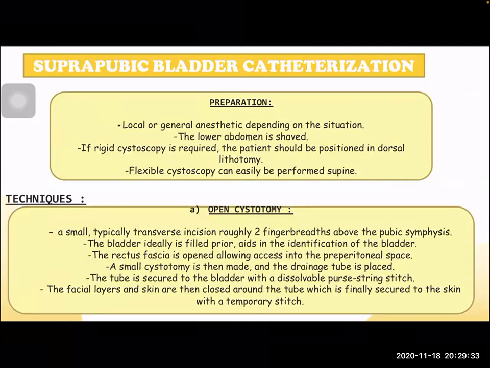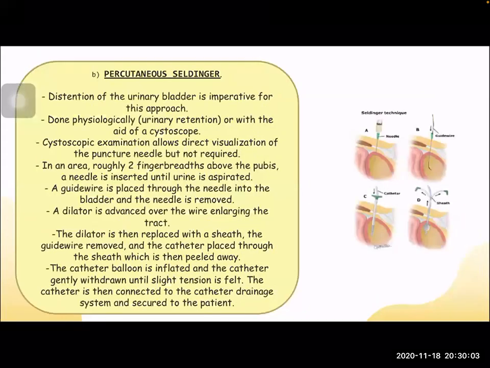The bladder is ideally filled beforehand in order to make identification of the bladder easier. The rectus fascia is opened, allowing access into the pre-peritoneal space, and then a small cystotomy is made and the drainage tube is placed. The tube is then secured to the bladder with a dissolvable purse-string stitch. The fascial layers and skin are then closed around the tube, which is finally secured to the skin with a temporary stitch. The second technique is the percutaneous Seldinger.